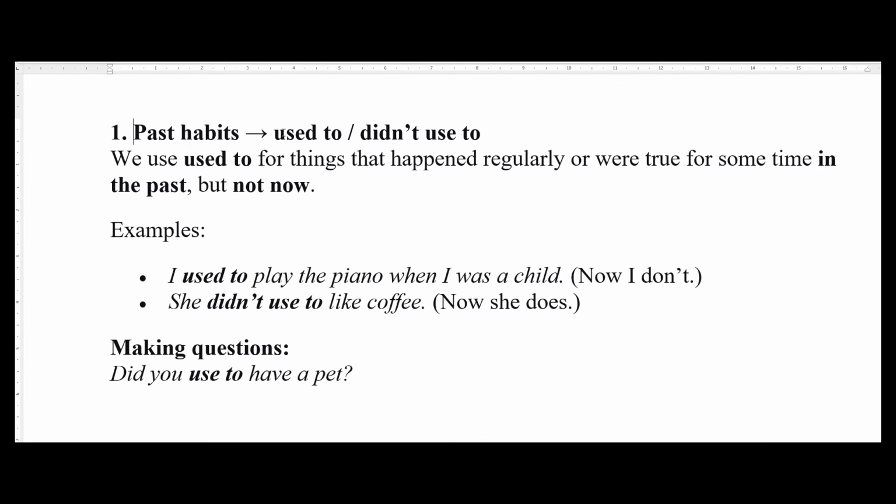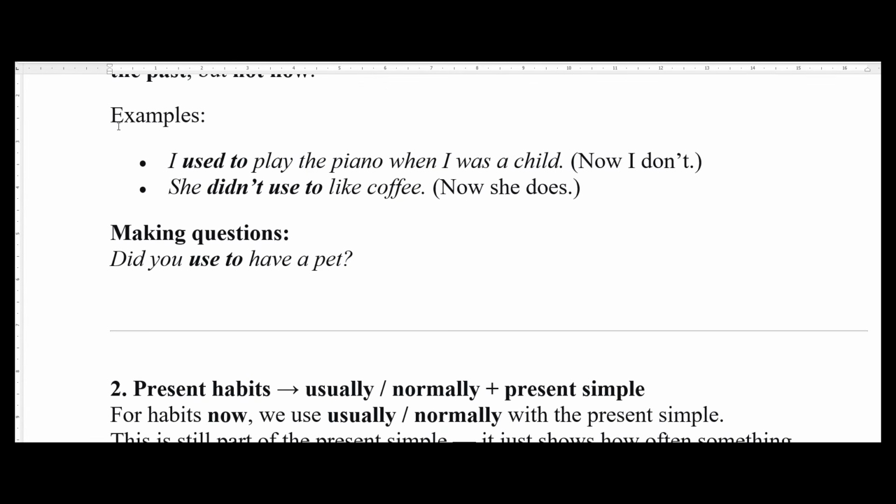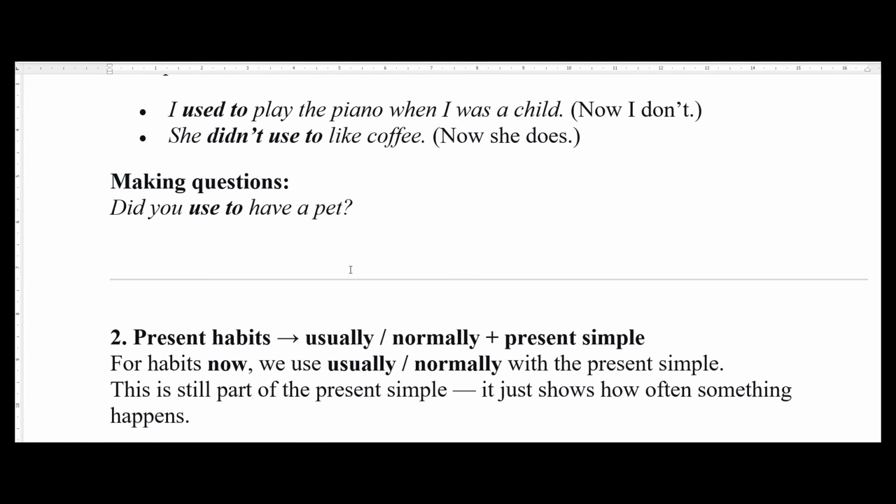Past habits. Used to, didn't used to. We use used to for things that happened regularly or were true for some time in the past, but not now. Examples. I used to play the piano when I was a child. Now I don't. She didn't used to like coffee. Now she does. Now she likes it. And making questions. Did you used to have a pet?